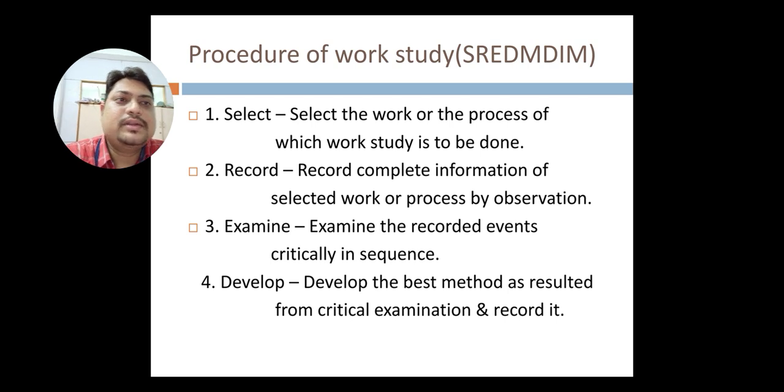In this method, you need to observe whatever work or process you have selected for the work study, and you need to record the complete information about that by charts or diagrams. Then examine. In this method, the recorded events are examined. Then next method is develop. After the examination is over, if each and everything is in a correct way, then you need to develop the best method from that.